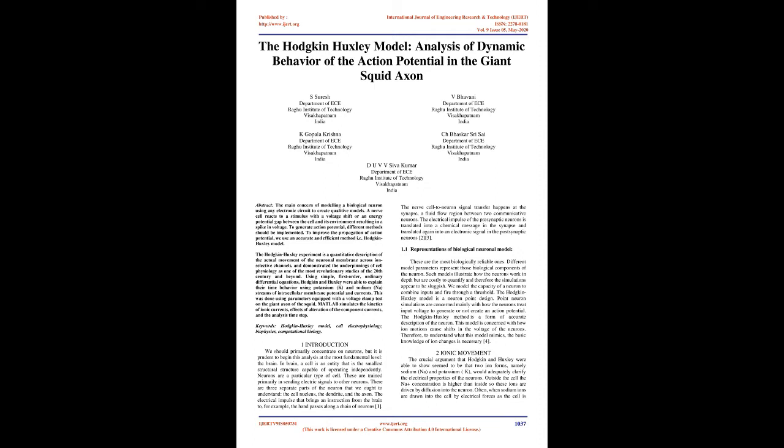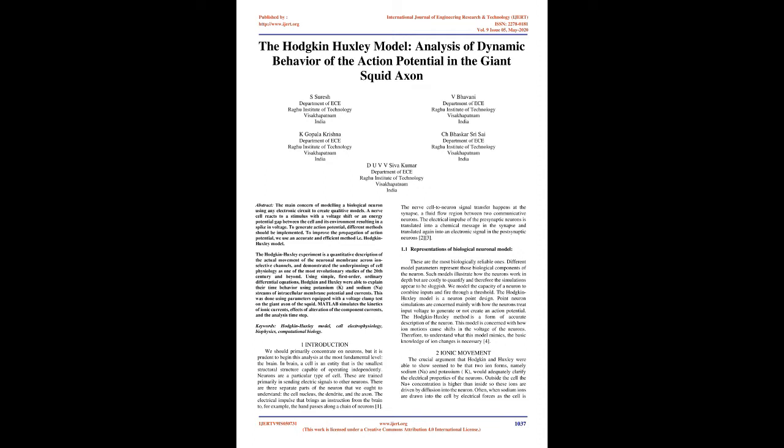of neurons. The nerve cell to neuron signal transfer happens at the synapse, a fluid flow region between two communicative neurons. The electrical impulse of the presynaptic neurons is translated into a chemical message in the synapse and translated again into an electronic signal in the postsynaptic neurons.